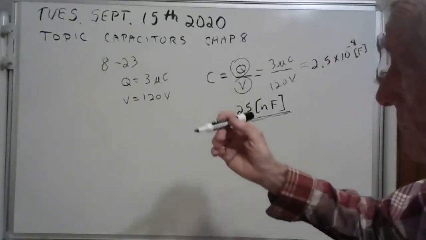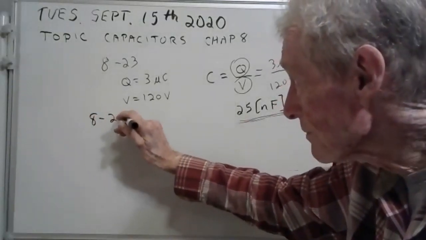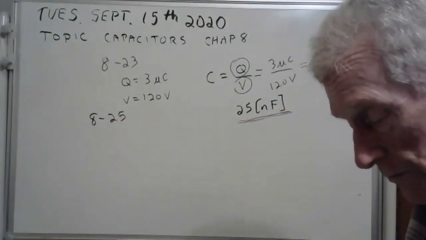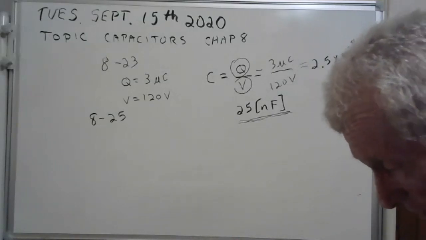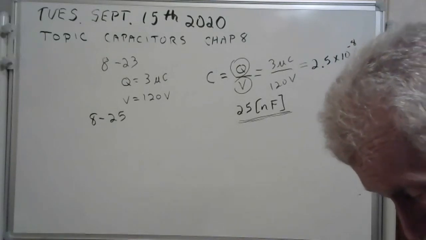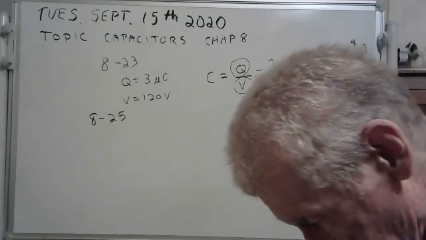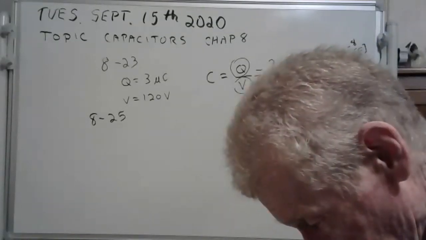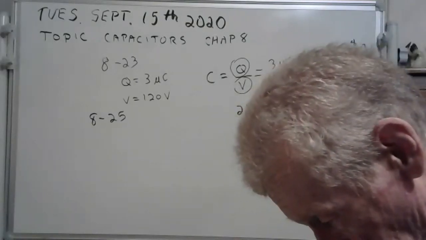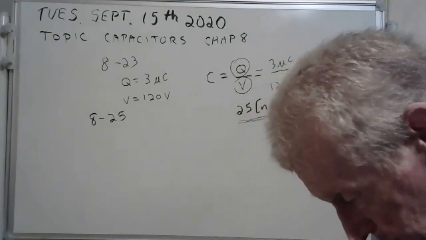Let's do this one. We're going to do 825. Well, let me find it here. Okay, just a minute, I lost my page here. 825. Here it is. The plates of an empty parallel plate capacitor of capacitance 5 picofarads are 2 millimeters apart. What's the area of each plate?